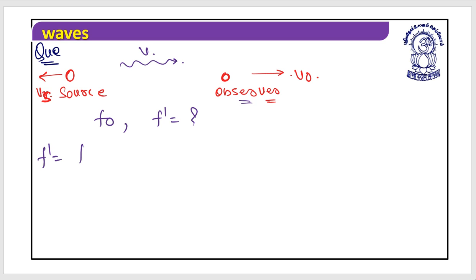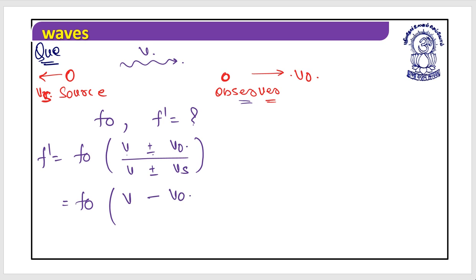So this f dash is equal to f0 into bracket v plus minus v0 divided by v plus minus vs. This is the situation. This will be equal to v minus v0 divided by, as both the directions are opposite, v plus vs. I hope this is clear.